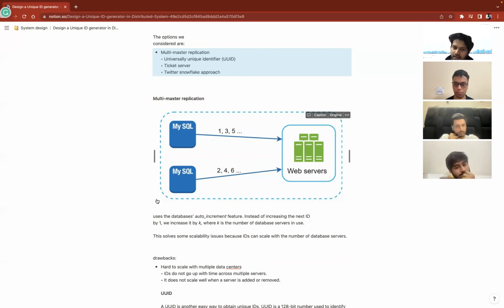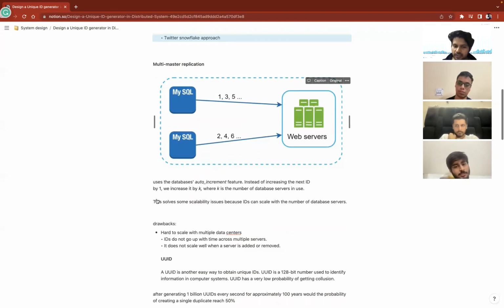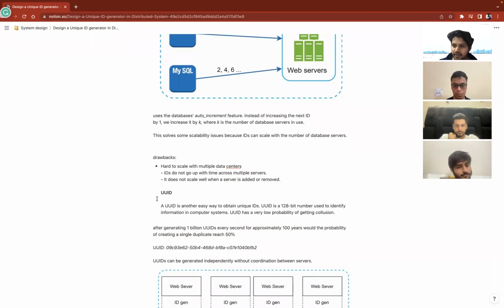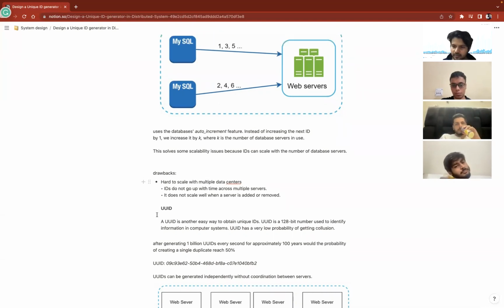Very simple approach, nothing special, but it has some scalability issues. It is hard to scale when there are multiple data centers. You continuously need to update your information. The problem will be what happens when you're adding and removing servers, especially when you're removing them. What happens to the existing IDs? All those kinds of consistency mismatches will be there. So it is a simple approach, but it doesn't scale as simply as that.